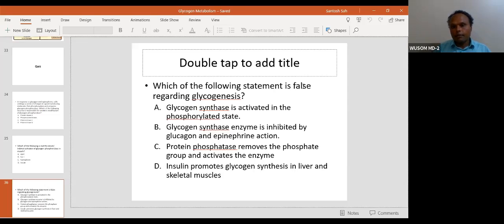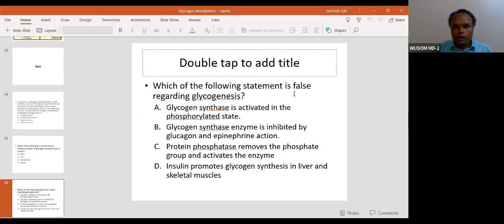Which of the following statements is false regarding glycogenesis? Glycogen synthesis is activated in the phosphorylated state. Synthesis is inhibited by glucagon and epinephrine action. Protein phosphatase removes the phosphate group and activates the enzyme. And insulin promotes glycogen synthesis in liver and skeletal muscle.